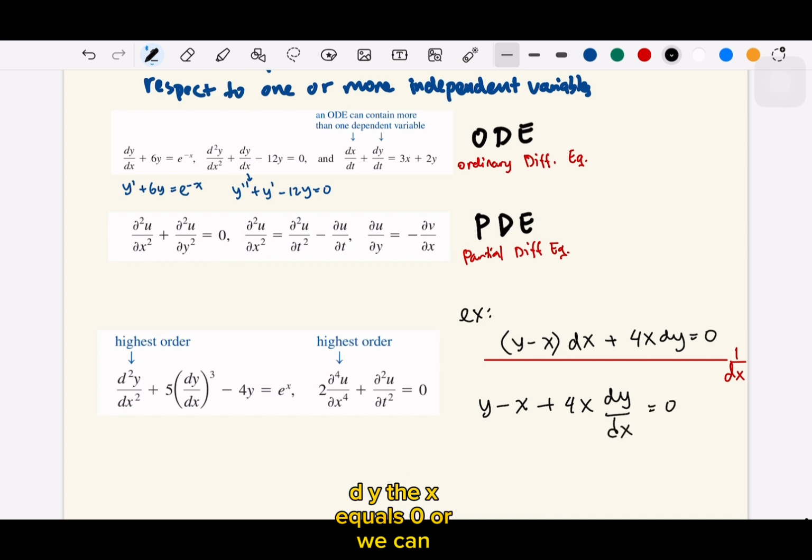Or we can write 4x dy dx plus y equals x. So usually we keep all the dependent terms on the y on the left side, and the other part, like a constant, or even the independent terms, on the other side. Sometimes this is, I think, better for analyzing the differential equation. Okay?